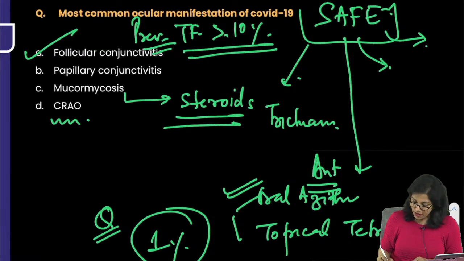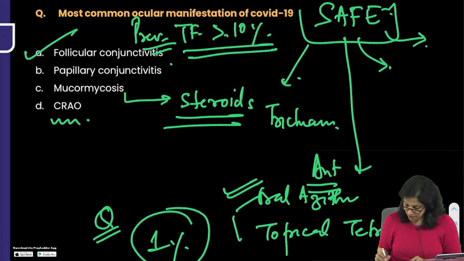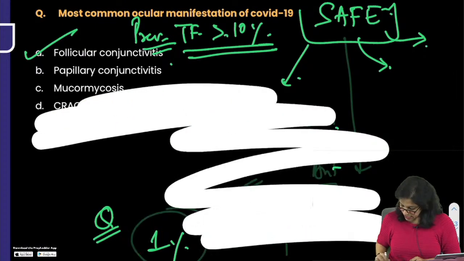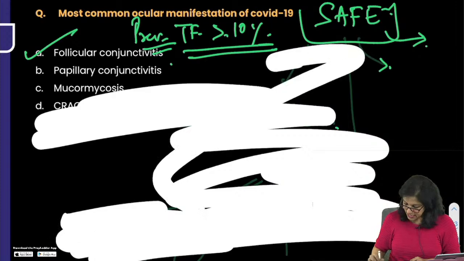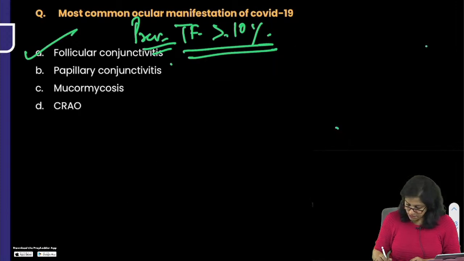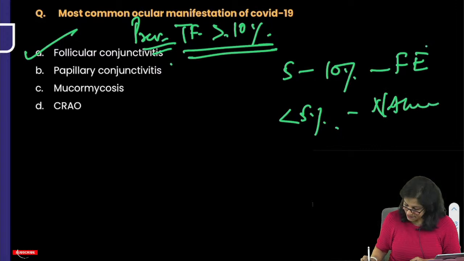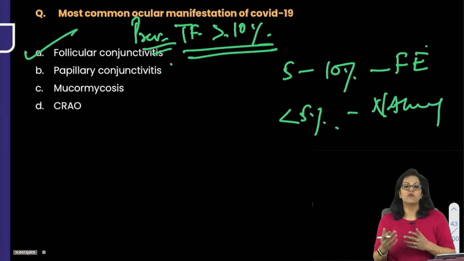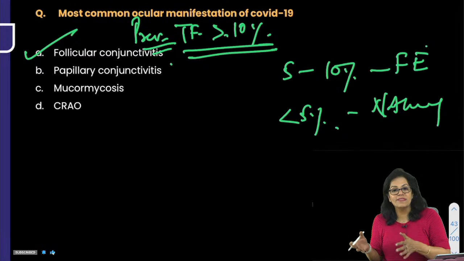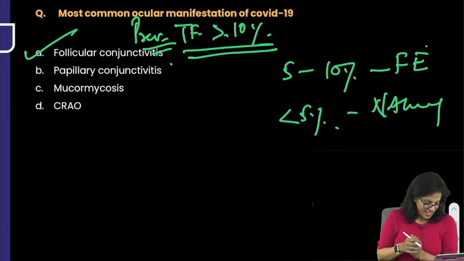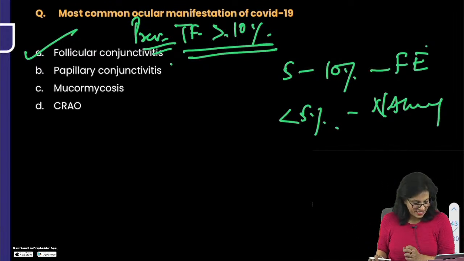And if it is 5 to 10%, then we only follow F and E, and if it is less than 5%, nothing is done. Doesn't mean you don't follow F and E, but under this program nothing is done.